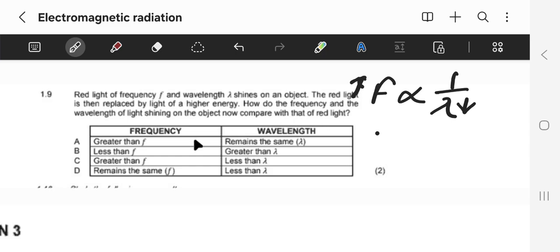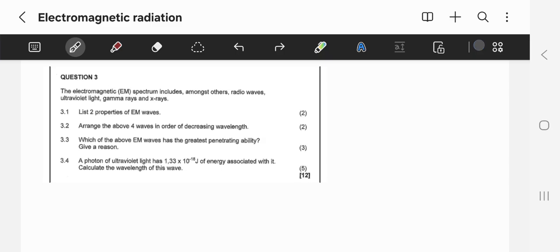Now they are asking us, how does that light shining on the object now compare with that of the red light? Well, first of all, we'll say that that light is going to have a greater frequency, and if that light has a greater frequency, it should also now have a lesser wavelength. So our answer is going to be greater frequency. So the light shining on this object will be having a greater frequency than that of the red light, and it will have a lesser wavelength than that of the red light. That's how we answer this one.